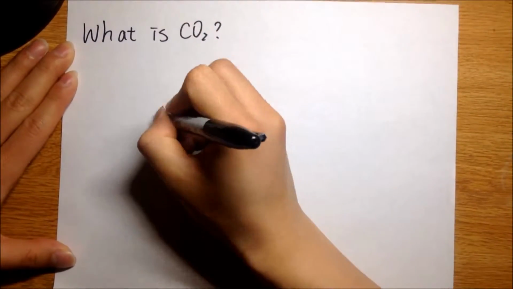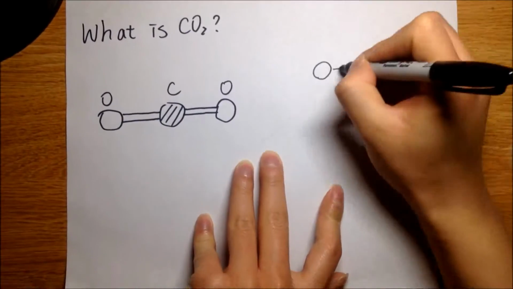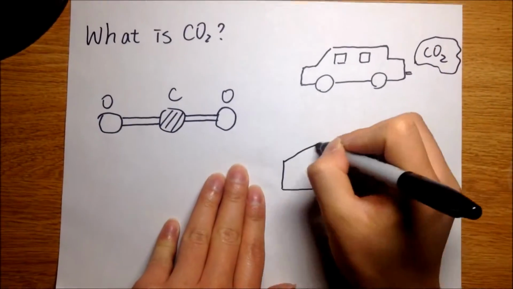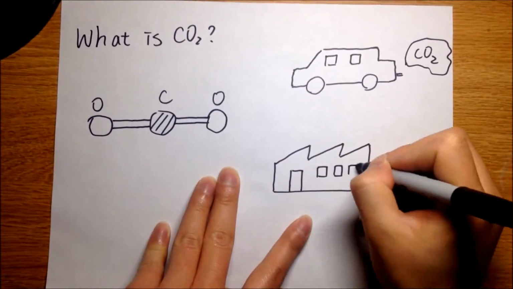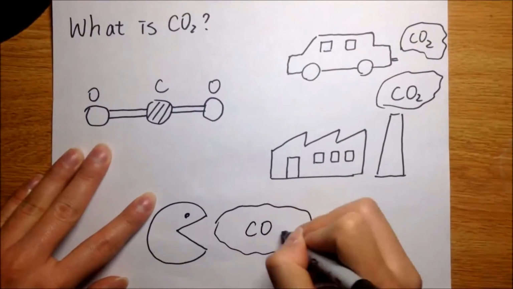To understand acidification, we need to understand CO2. CO2 is a combination between one carbon and two oxygen atoms. It comes out of pretty much everything we do, be it driving a car, setting up a factory and industrial fumes, or just the simple act of breathing.